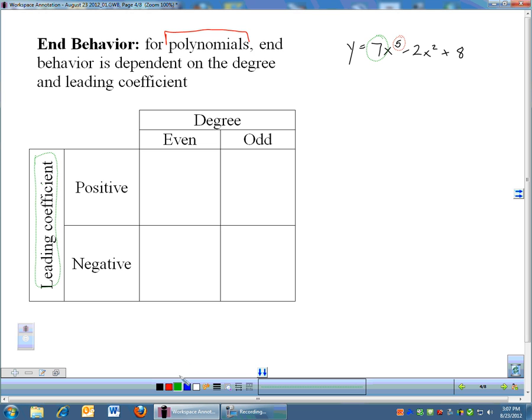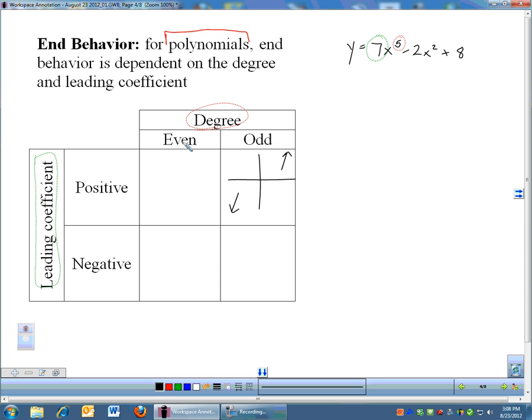What we're concerned with is whether the degree is even or odd, and whether the leading coefficient is positive or negative. If we look at this case right here, this is a positive leading coefficient, it was 7, with an odd degree. So if you have a positive leading coefficient and an odd degree, what's going to happen with those graphs is the left end is going to be pointing down and the right end is going to be pointing up. And there could be some goofy stuff going on in the middle. I don't care. All I care about is the ends.